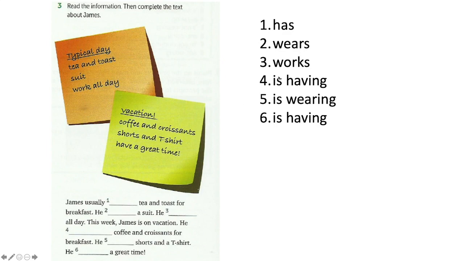So here we have James usually. So if it is something that you want to talk about that he usually does, where are we going to go to? A typical day or vacation? Typical day, no? Tea and toast for breakfast. So you need to look for a verb that matches with tea and toast. So here we say James usually has tea and toast for breakfast. He wears a suit. He wears and not he is wearing because it's something that he does on a typical day.